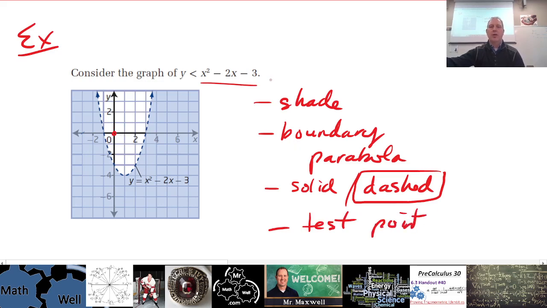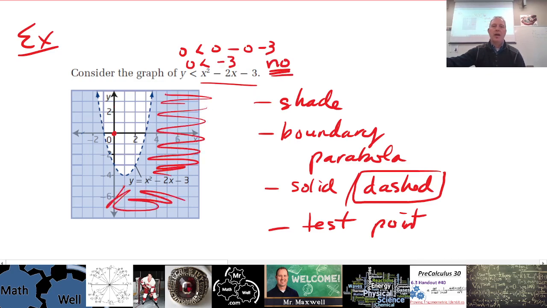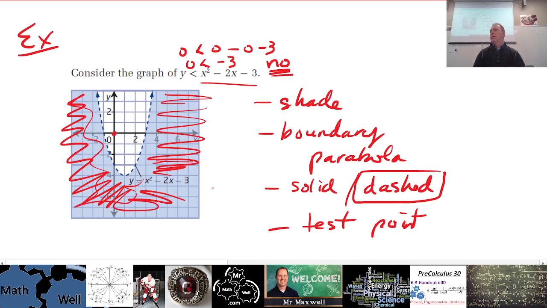So 0, 0. Well, is 0 less than 0 minus 3? So is 0 less than negative 3? The answer is no. So 0, 0 is not part of the shaded region. You would shade everything on the other side of the parabola, like this. Okay? Super easy, super straightforward. All right?